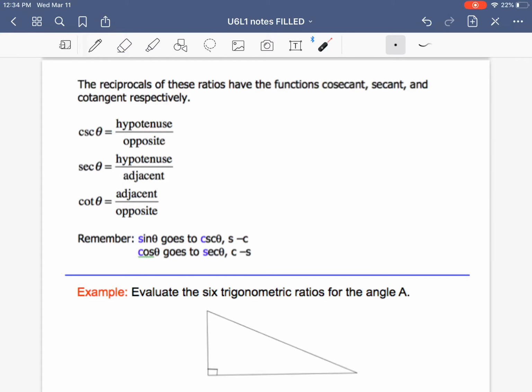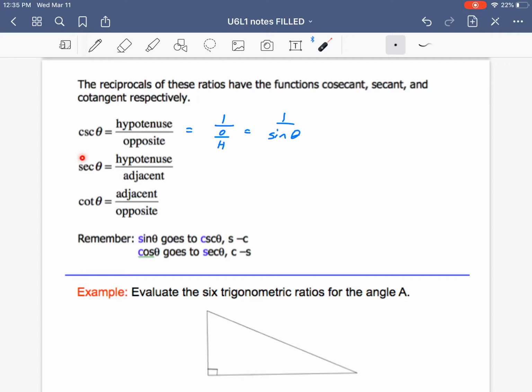Some more definitions. We've talked about sine, cosine, and tangent. There are 3 more trig functions that we're going to discuss. First is cosecant. Cosecant is defined as hypotenuse over opposite. Another way to think about this is 1 over opposite over hypotenuse, which is 1 over sine theta.